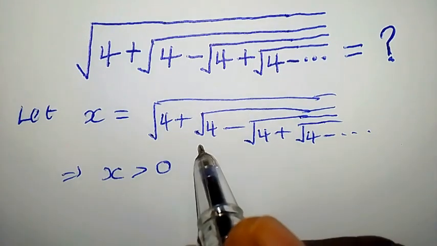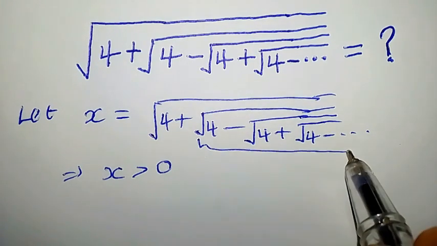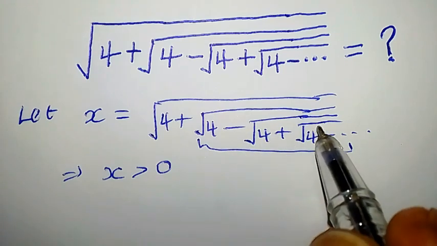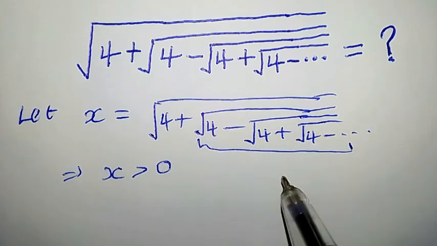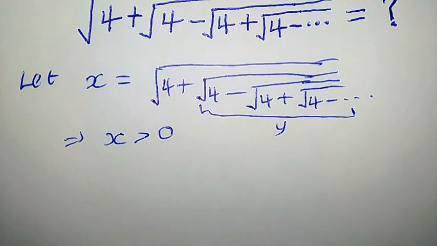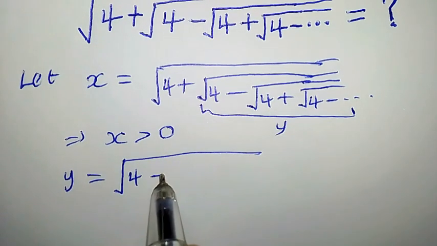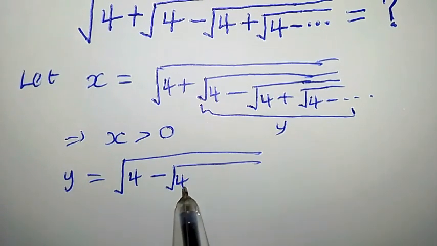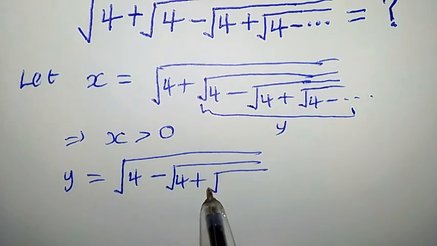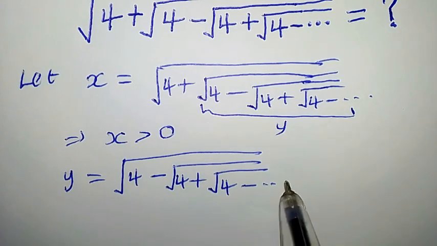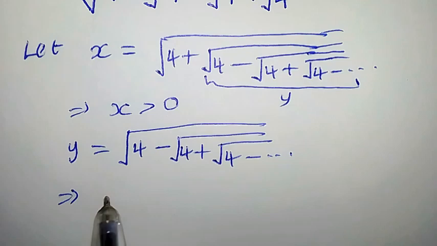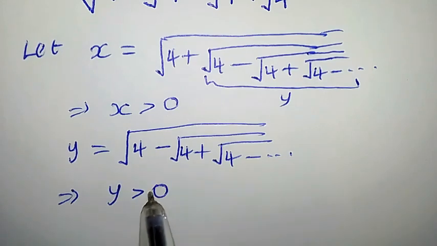Also, let us represent this guy, square root of 4 minus square root of 4 plus square root of 4 minus, on and on like that, with y. That is, y is equal to square root of 4 minus square root of 4 plus square root of 4 minus, on and on like that. This also means that y must be greater than 0.